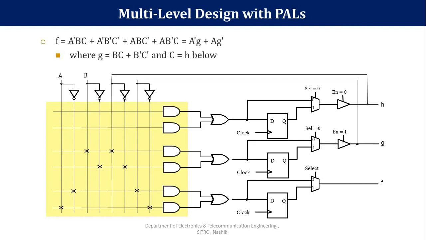Here you can see the example. F is equal to A bar BC plus A bar B bar C bar plus A BC bar plus A B bar C, and finally it is A bar G plus A G bar, where G is equal to BC plus B bar C bar and C is equal to H. This is after optimization.